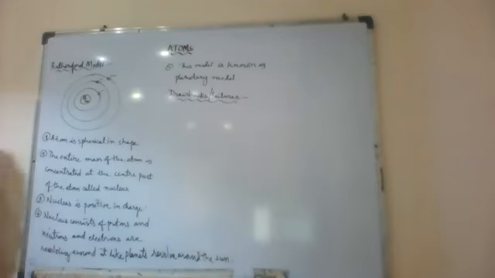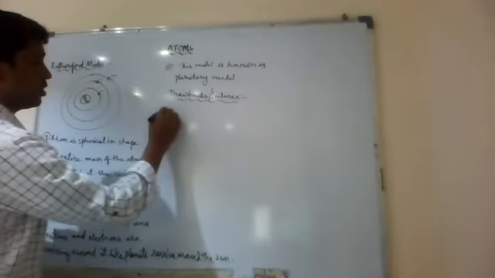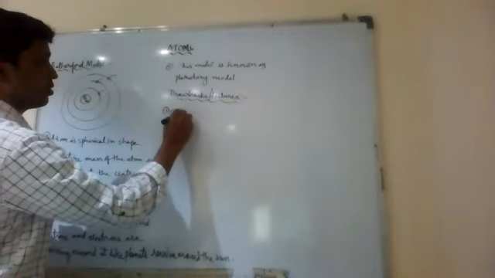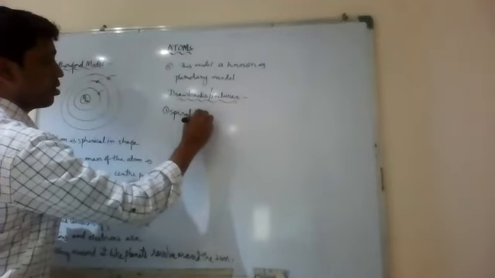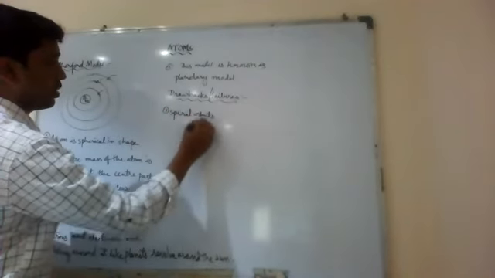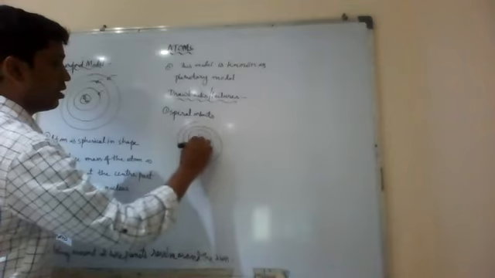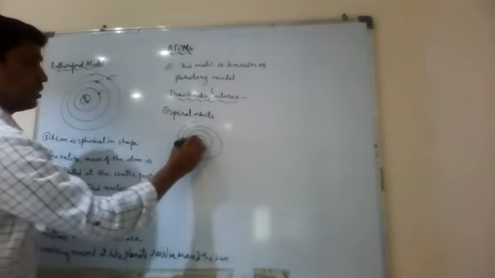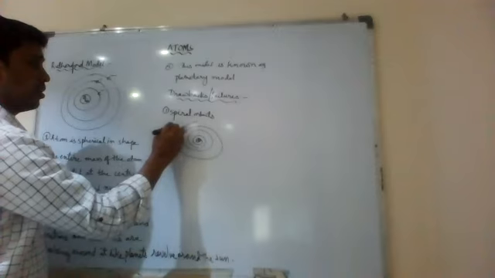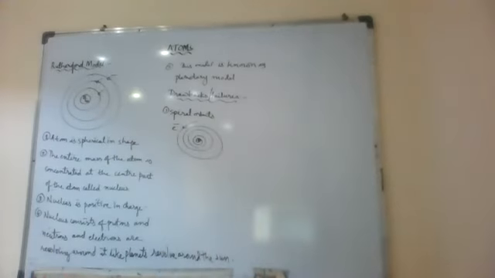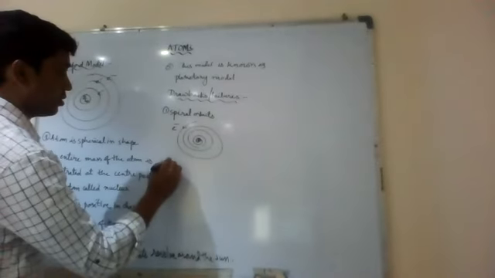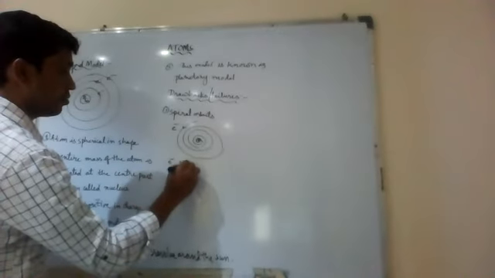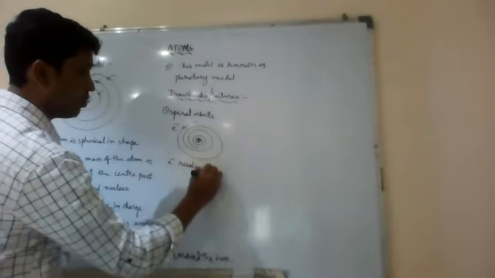Now, what are the drawbacks? He gave the concept of spiral orbits. Spiral orbits means what? Electrons revolve in spiral orbits, and finally they fall into the nucleus, and the nucleus will collapse. But it's not happening in nature like that. So I write here, electrons revolve in spiral orbits.